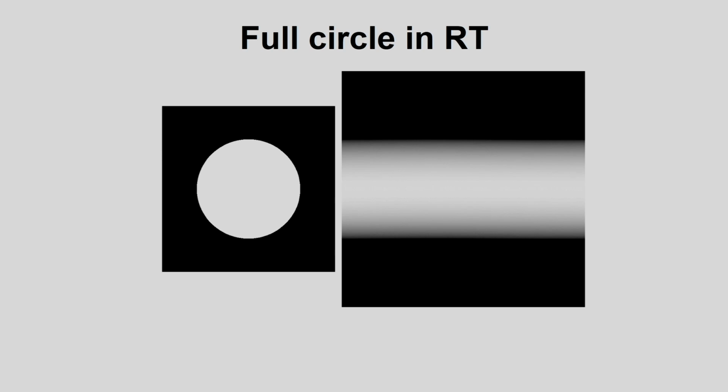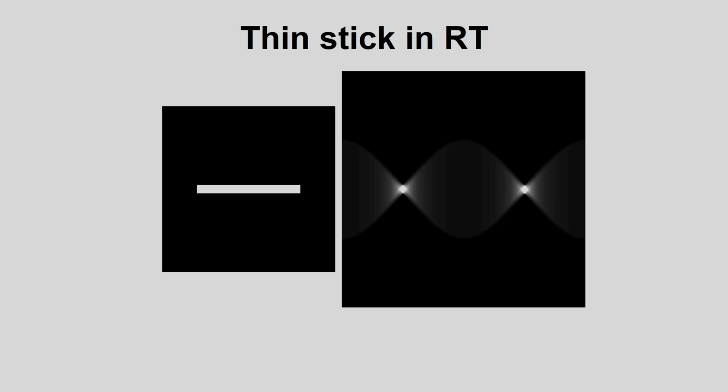The first one is the Radon transform corresponding to this image, the full circle, and corresponding to this I have shown the sinogram. In the second example I am considering a thin stick bar, and corresponding to this I can find the Radon transform by this equation. So you can write a computer program for the Radon transform.